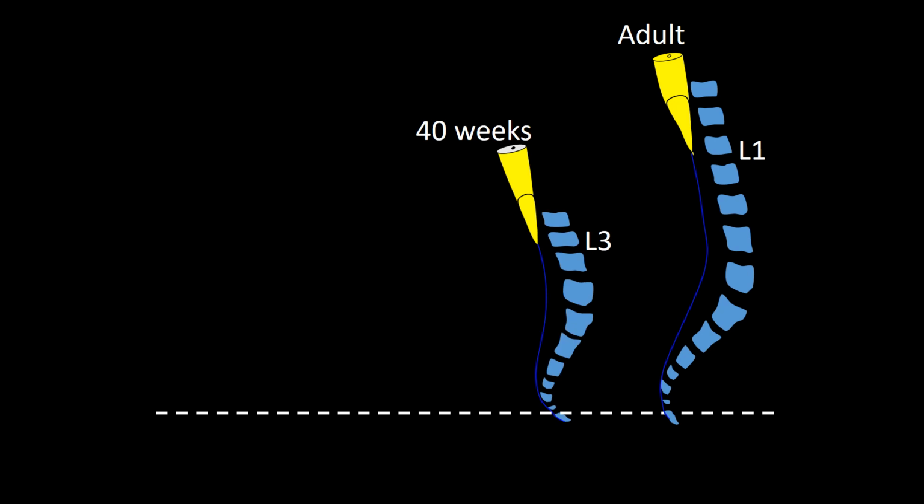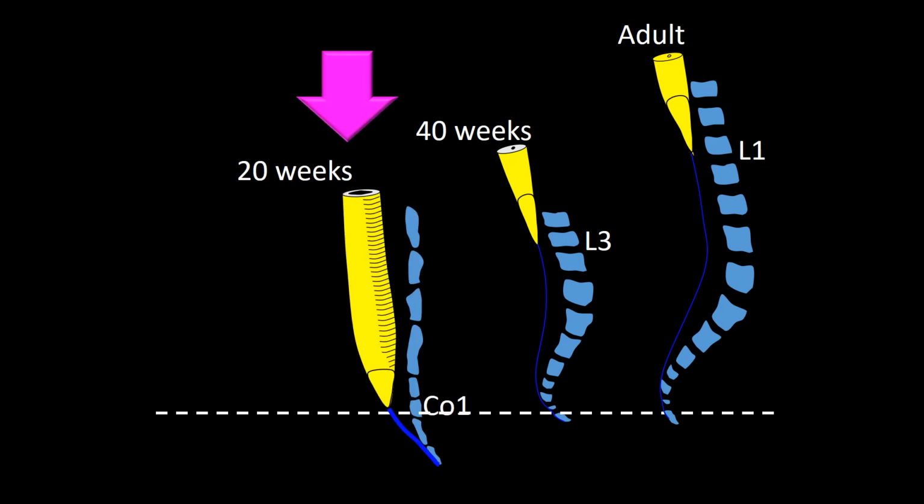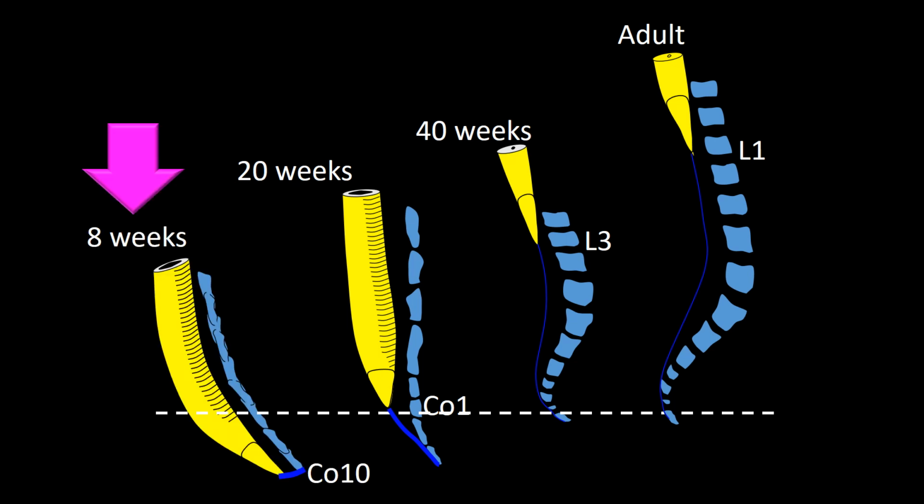At birth, in full-term neonates, the tip of the conus may normally be as low as the top half of the third lumbar vertebra, as represented in this newly added figure. But before birth, at 20 weeks gestation, the tip of the conus is at the level of the first coccygeal vertebra, and before that, at 8 weeks gestational age, the tip of the conus is at the level of the 10th coccygeal vertebra.